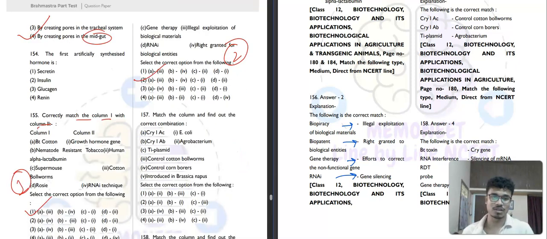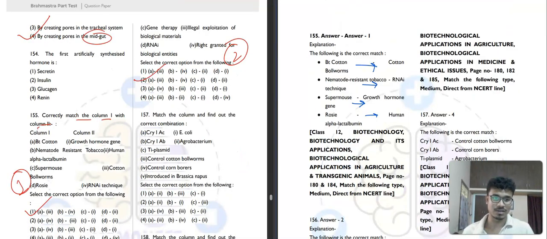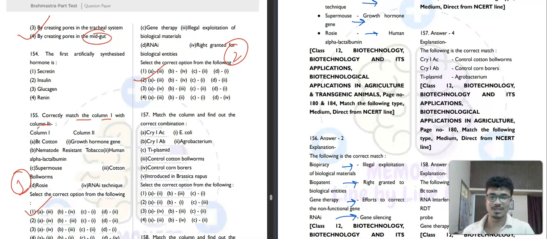Now, moving towards the next question, question number 156. Let's see what it is saying. So, Cry, this is very confusing. I am choosing this as it can come in the NEET 2025 paper. So, Cry1Ac is for cotton bollworms, Cry1Ab is for corn borers, Ti plasmid is for Agrobacterium. Only these are given. Yeah, actually, like this. Okay. So, our correct answer for this question will be option number fourth.